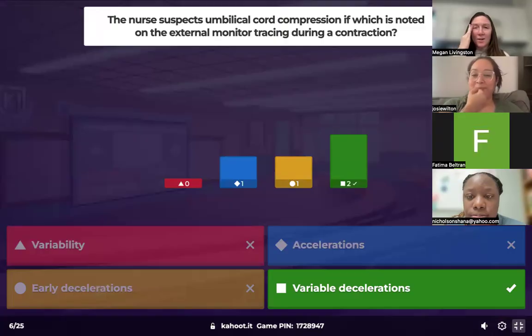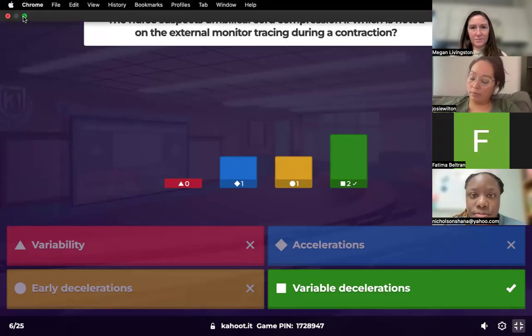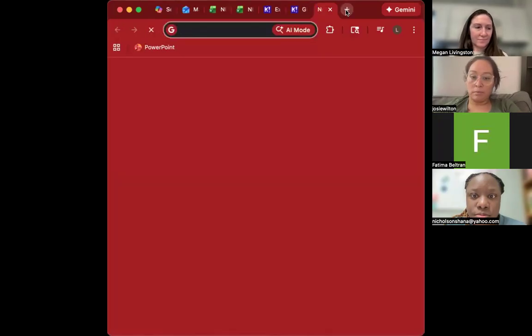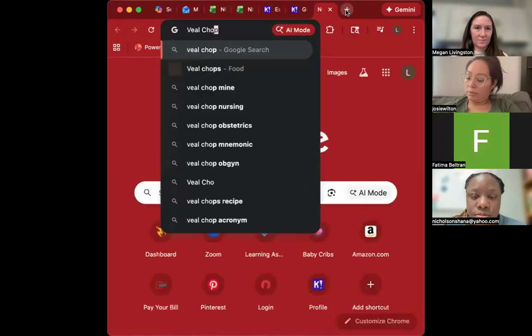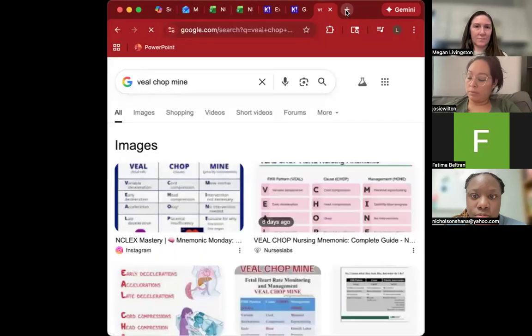A variable deceleration is what we're going to see. For whoever's not in my class, what I teach is the VEAL CHOP mnemonic, that 3 column mnemonic, and I can send it in the chat. It basically outlines every deceleration lined up with the cause of it and then what our intervention is.